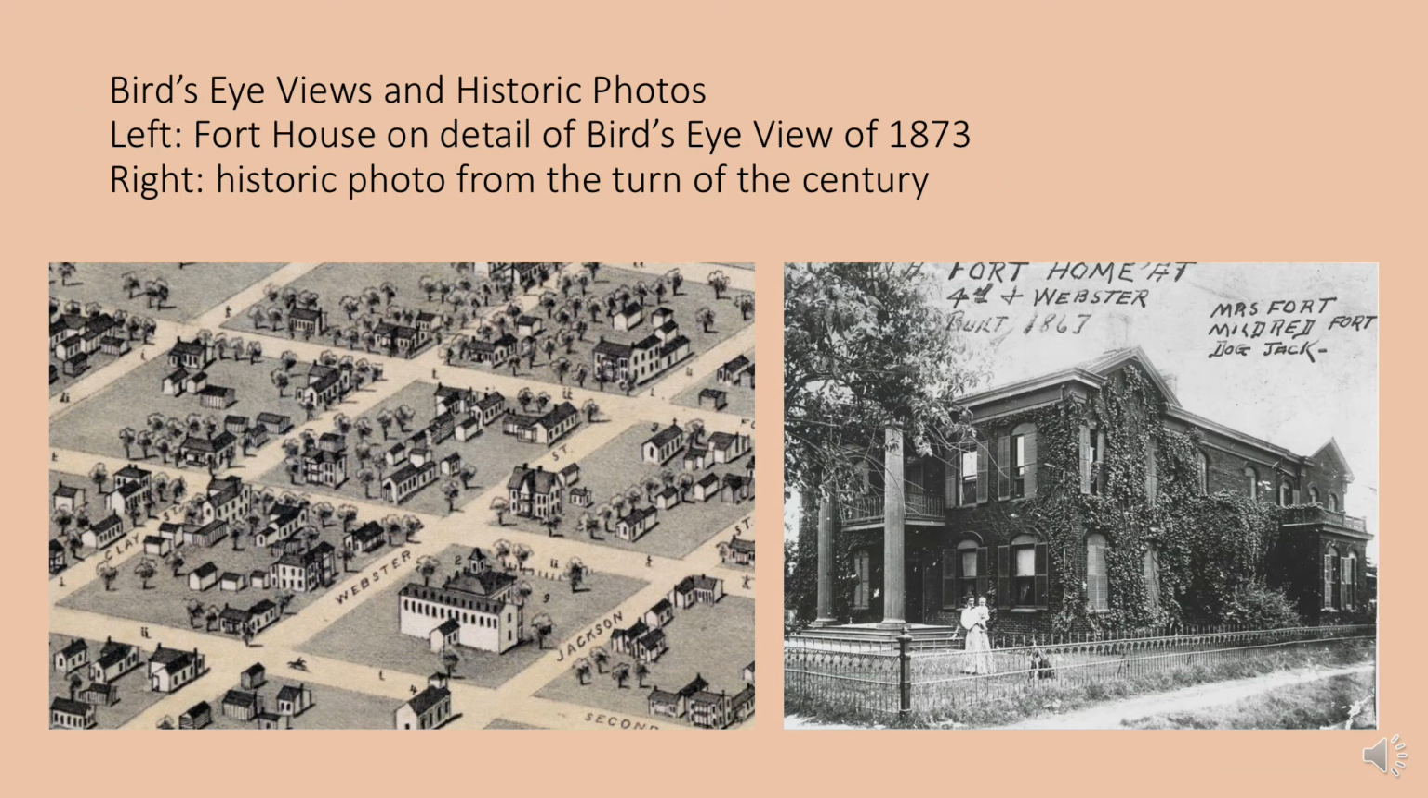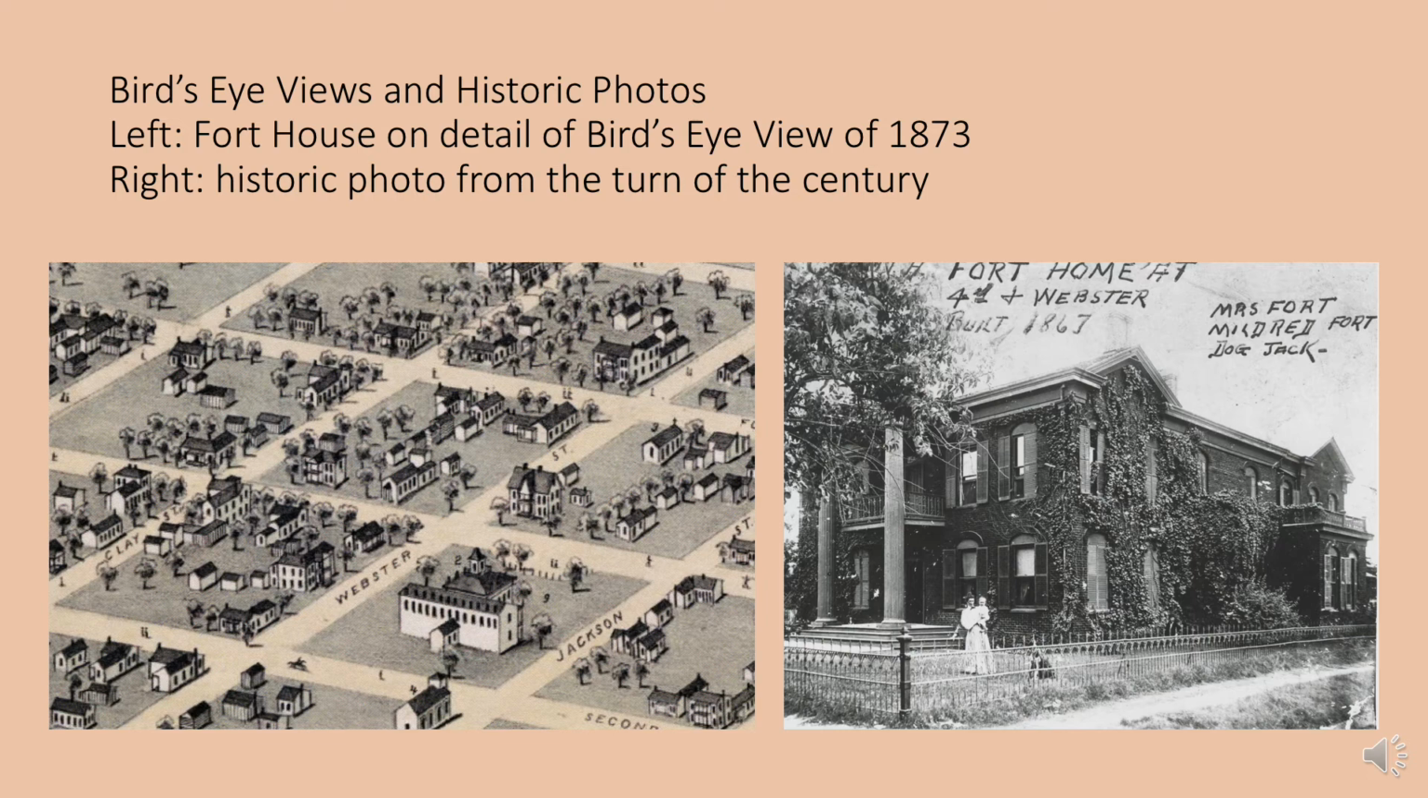Another application of bird's eye views. This is a detail from the 1873 bird's eye view, and this shows the Fort House, another historic Waco Foundation house. And the Fort House is at the upper right of the bird's eye view detail. But you can see a lot of the other houses in the neighborhood, but also the Methodist Academy, which is the large white building between Webster and Jackson.